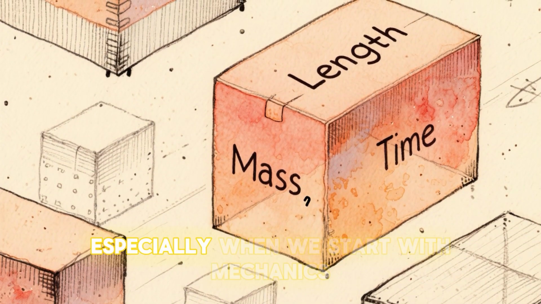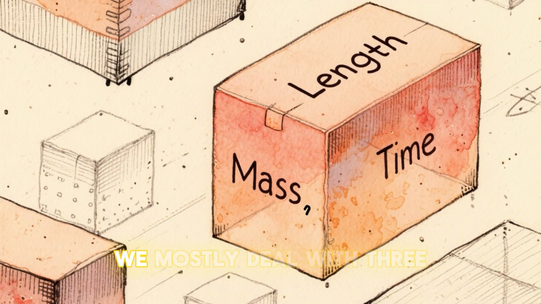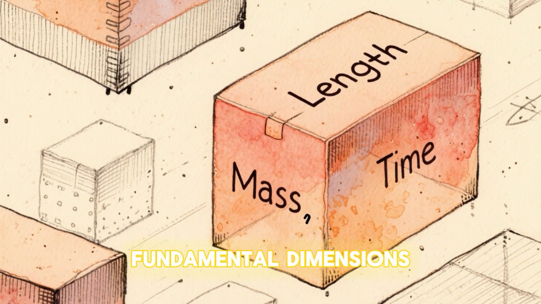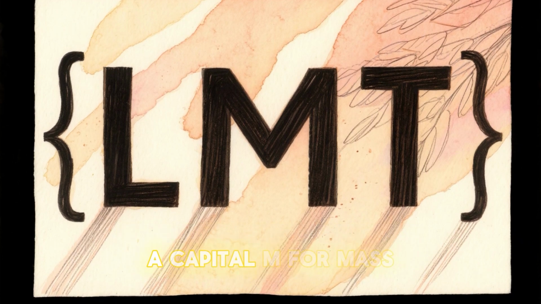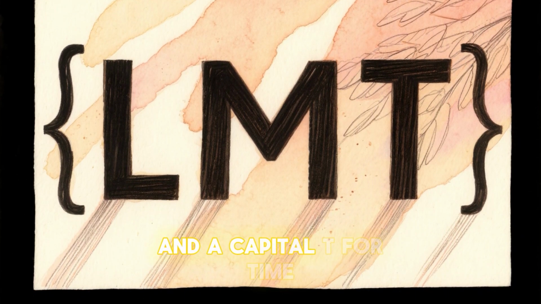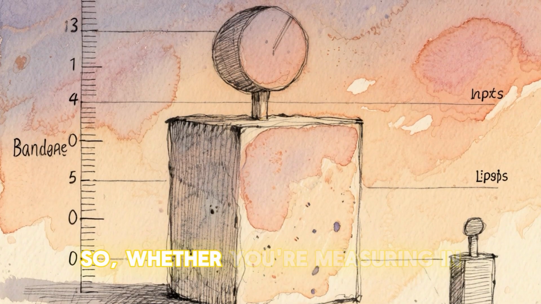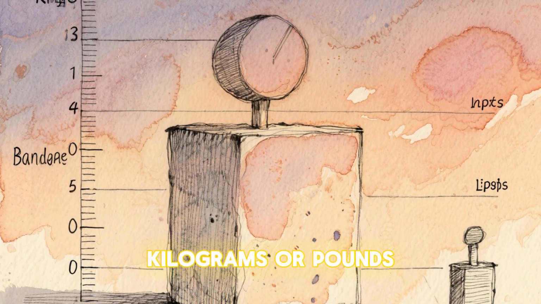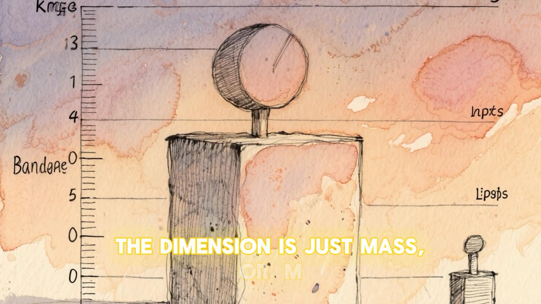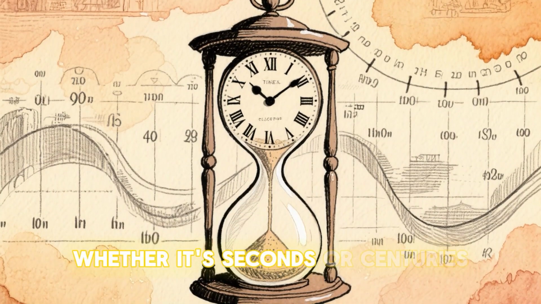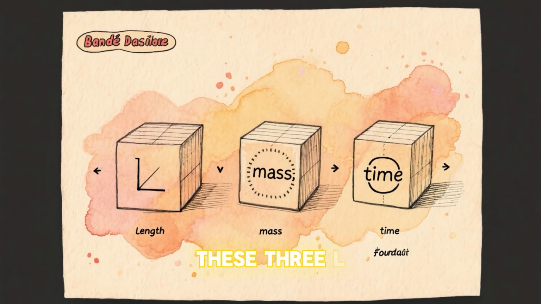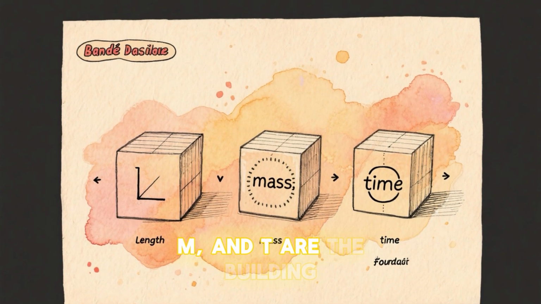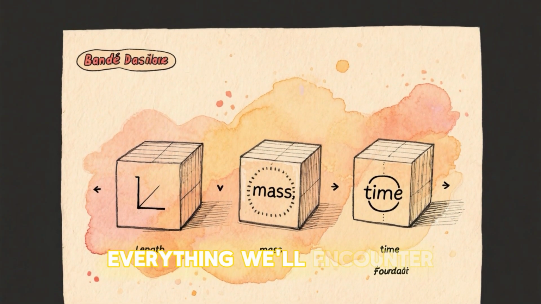In physics, especially when we start with mechanics, we mostly deal with three fundamental dimensions. We use a capital L in square brackets for length, a capital M for mass, and a capital T for time. So whether you're measuring in kilograms or pounds, the dimension is just mass, or M. Whether it's seconds or centuries, the dimension is time, or T. These three, L, M, and T, are the building blocks for almost everything we'll encounter.